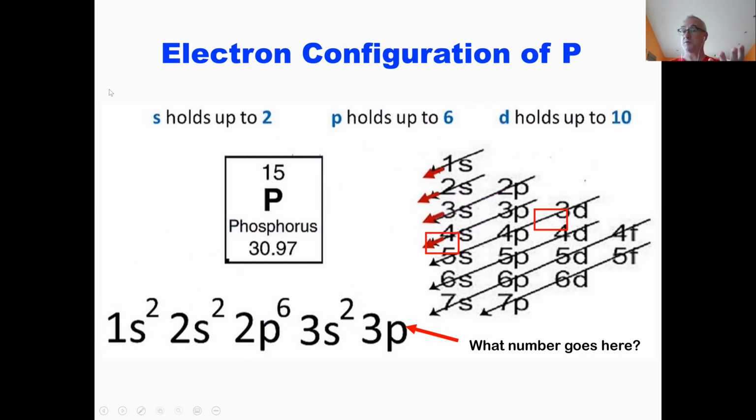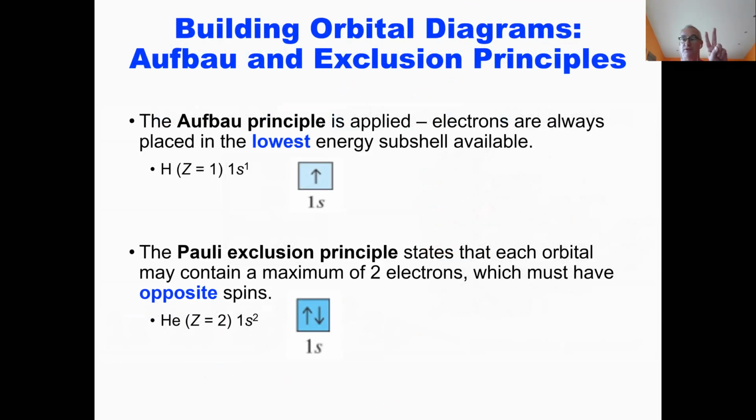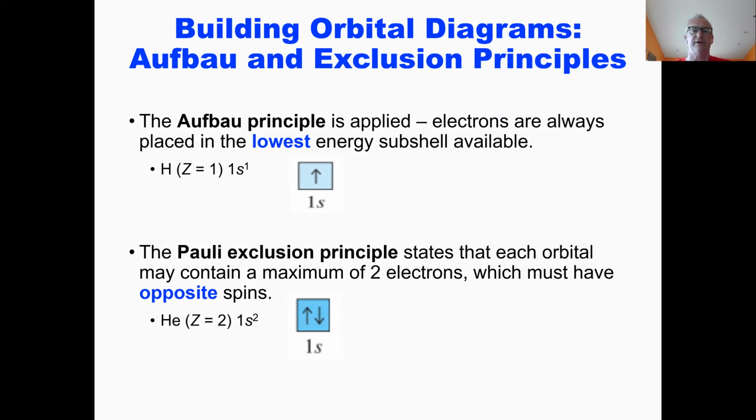So these are some of the rules we're going to use when we're making these configurations. Now there's 2 sort of basic rules. Aufbau, which you can probably tell was a German, came up with that one. Now electrons are always placed in the lowest energy subshell that's available.